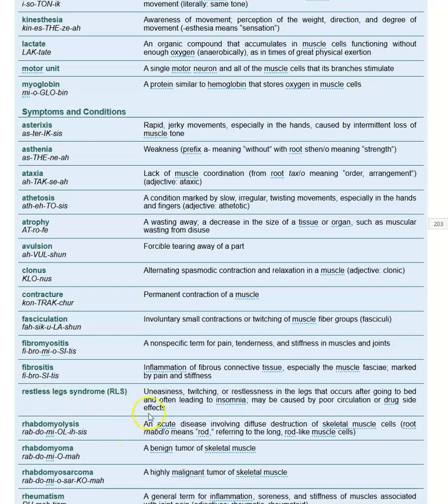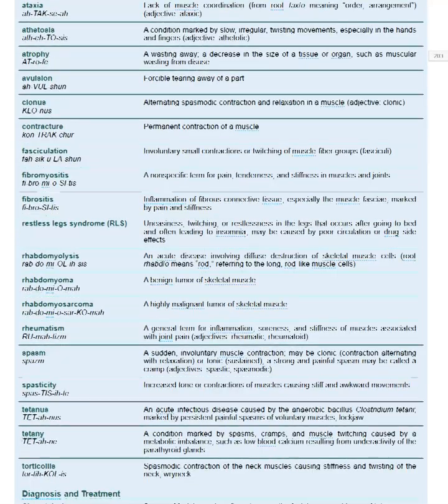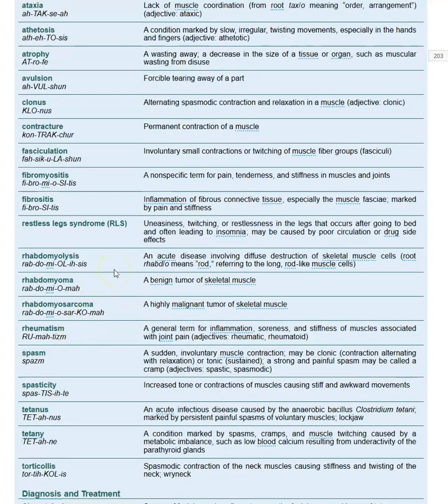Restless leg syndrome. This is serious. This really prevents people from sleeping and resting, and we have to have that good rest at night. There are some things you can do for this. Rhabdomyolysis. A lot of times, it's from taking supplements if you're exercising or working out. It can turn into a sarcoma, all kinds of things.